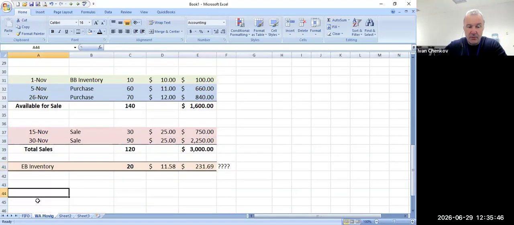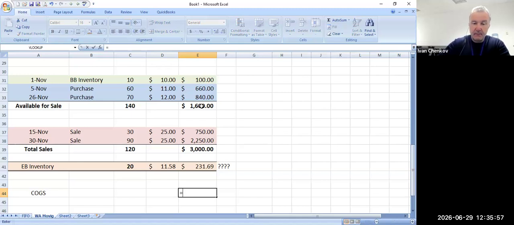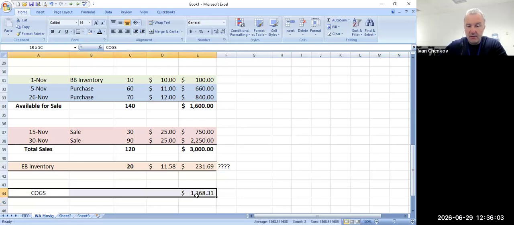As you can see, if we have to calculate our total cost of goods sold, it will be total available for sale minus ending inventory. That's how much the cost of goods sold will be. What else can we see about the cost of goods sold?